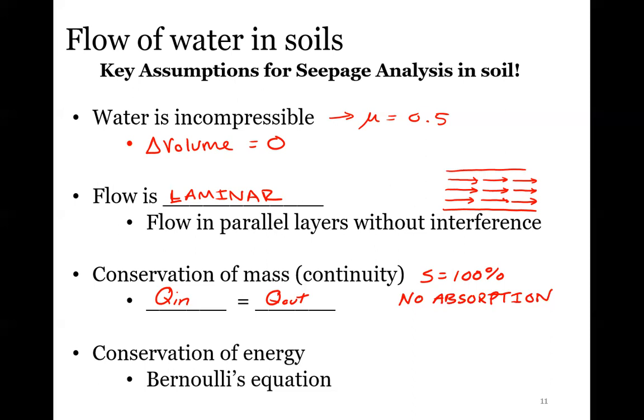The other one is the conservation of energy. That's Bernoulli's equation. If you remember the different head losses and all that fun stuff, all changes of energy can be accounted for through Bernoulli's equation. So we have the elevation head, the pressure head, and the velocity head. We'll get into more of those details in a second. But those are the four key assumptions for us to be able to derive these equations that we use to understand the permeability of the soil.